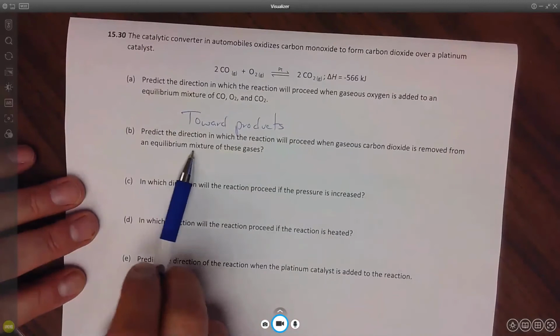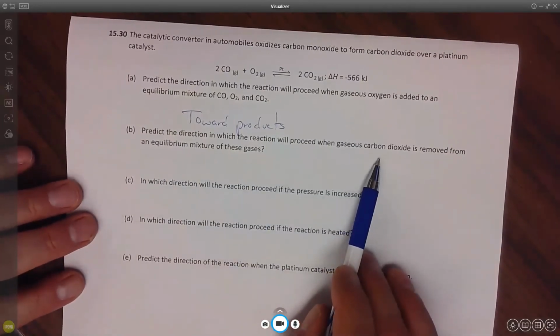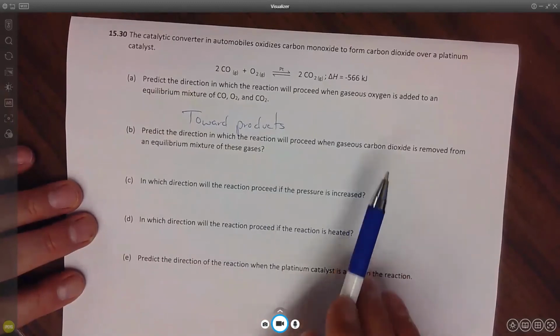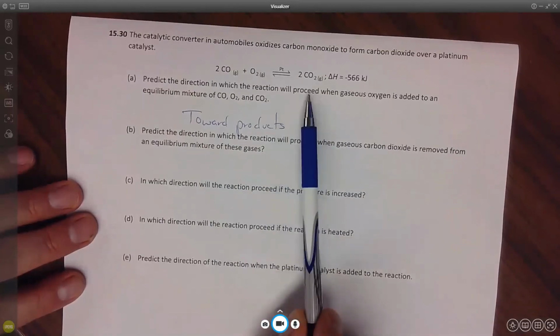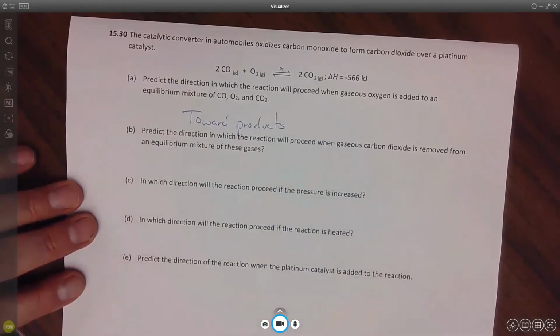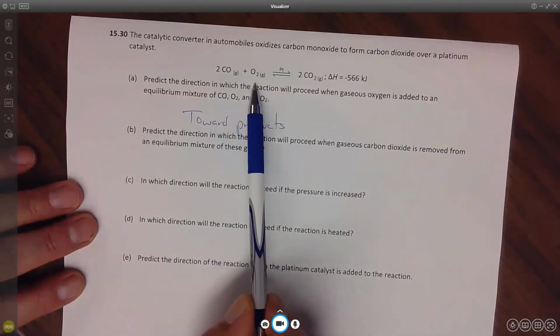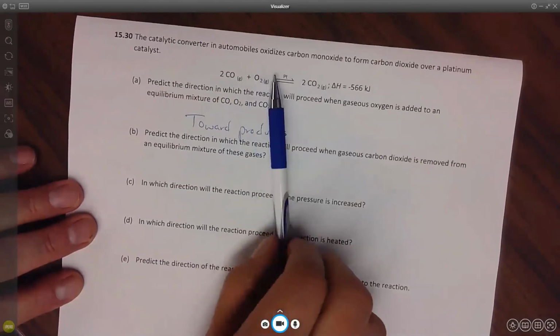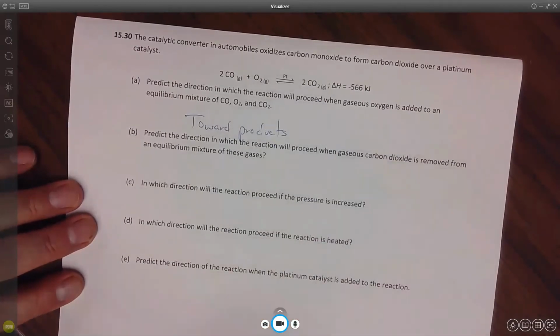Okay, it wants us to predict the direction the reaction is going to proceed when gaseous carbon dioxide is removed from the equilibrium mixture. Eugenie, which direction is the reaction going to go if I remove carbon dioxide from the equilibrium mixture? It's going to the left. To the left, back to the reactants. So if I remove carbon dioxide, it's going to go back that way.